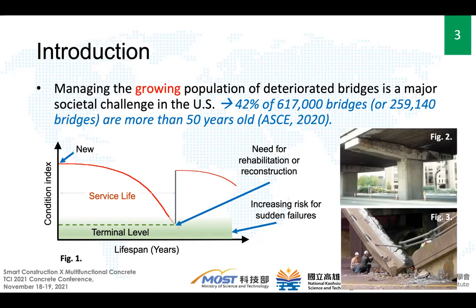The challenge facing the civil engineering community is a growing population of deteriorated concrete structures. Take highway bridges as an example. Managing the growing population of deteriorated highway bridges is a major societal challenge in the United States, as more than 42% of the highway bridges in the US are more than 50 years old. It is very difficult to know when they are about to suddenly collapse.